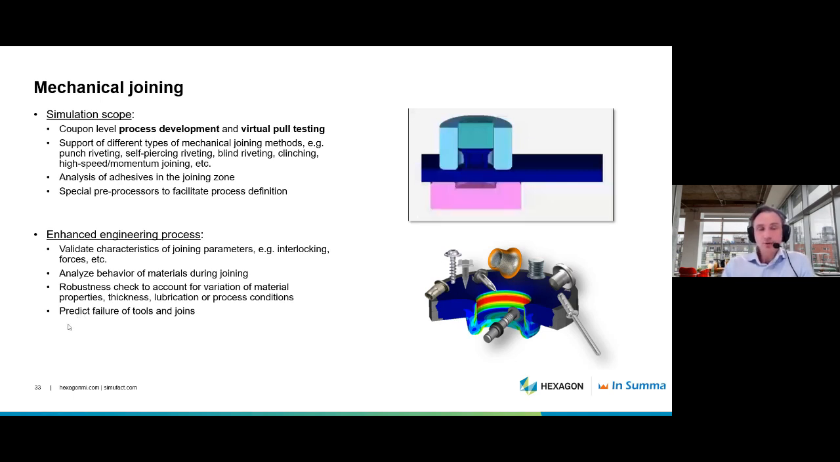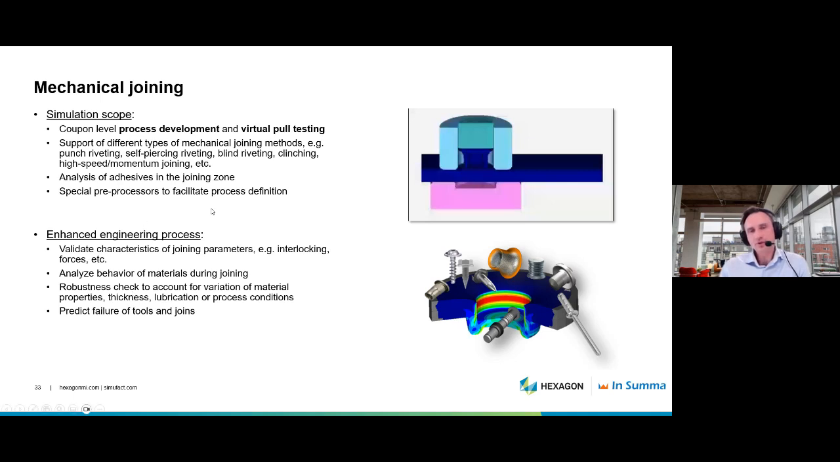The simulation can easily be used to predict, for example, failure in the tools or in joints, to find the most optimum geometry of tools to get the most optimum joining results, like interlocking and the forces. And you can also analyze the behavior of the material during the joining process itself. And you can also estimate robustness of the process by looking into what the variation of the material properties or process conditions will do to your interlocking or to your joints.